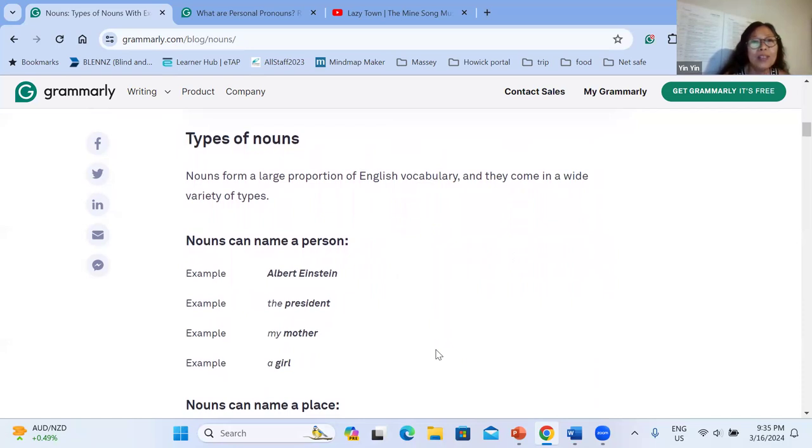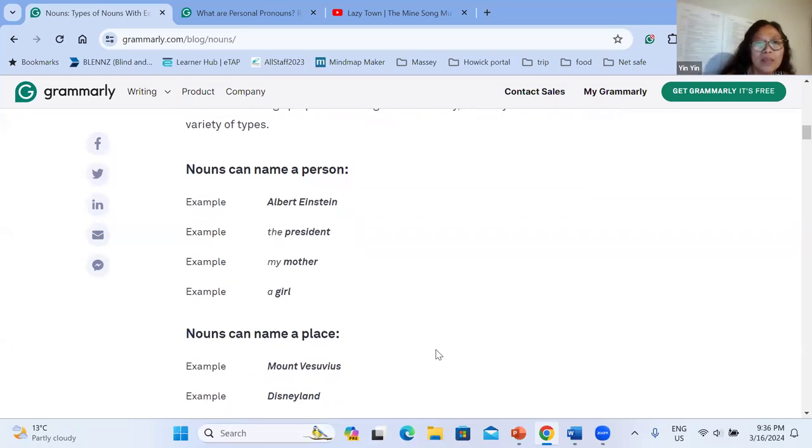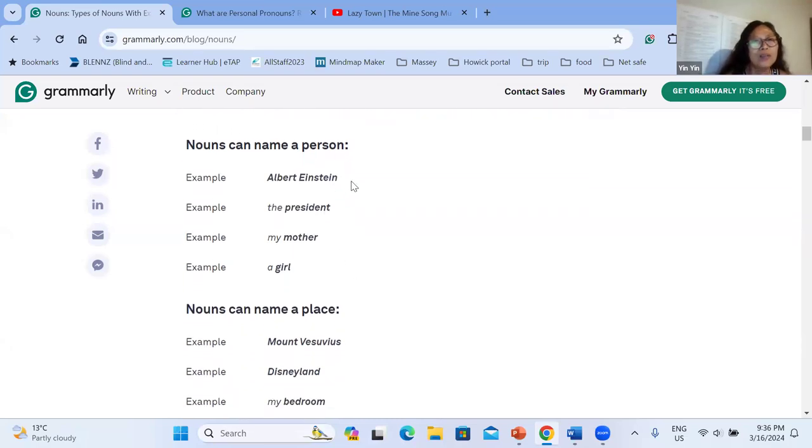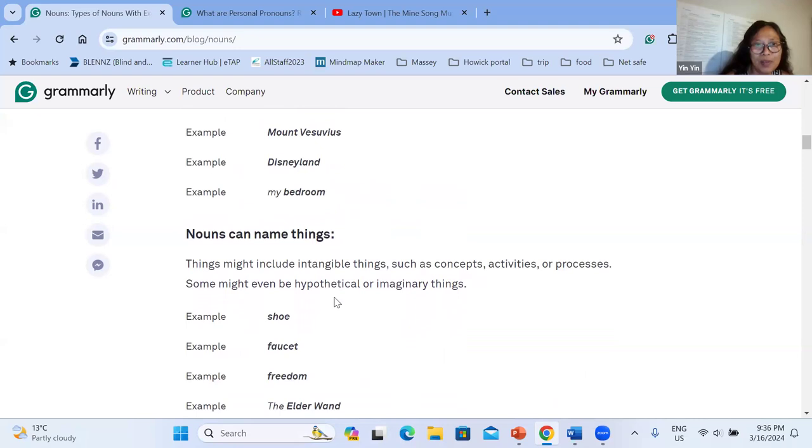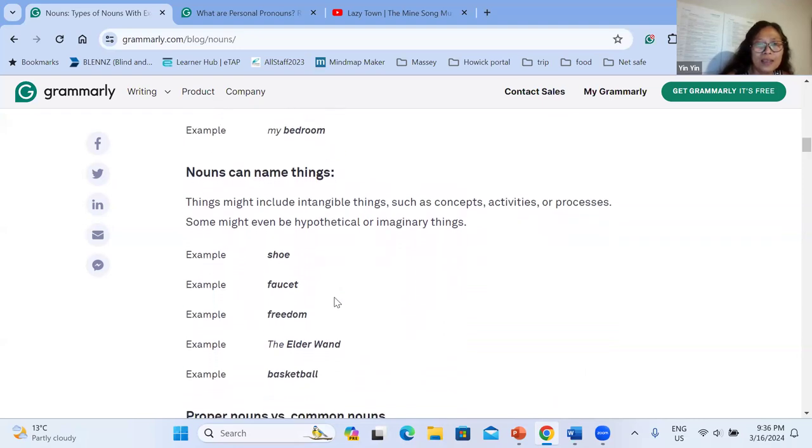Nouns form a large proportion of English vocabulary, the most of any part of speech, and they come in a wide variety of types. Nouns can be a person, like Albert Einstein, the president, my mother, a girl. Nouns can be a place, like a mountain, Disneyland, or my bedroom. Nouns can also name things.